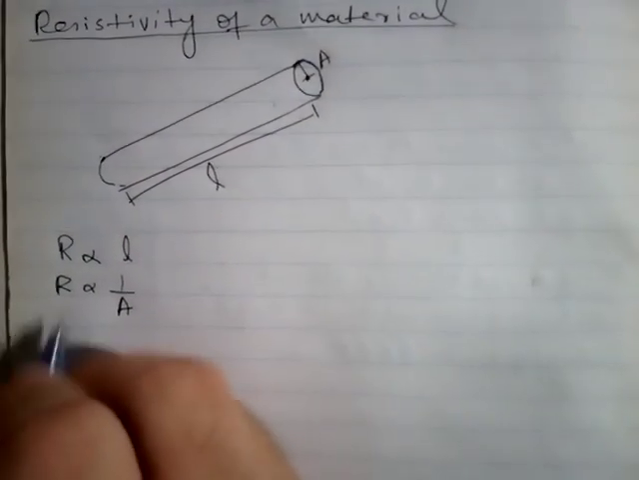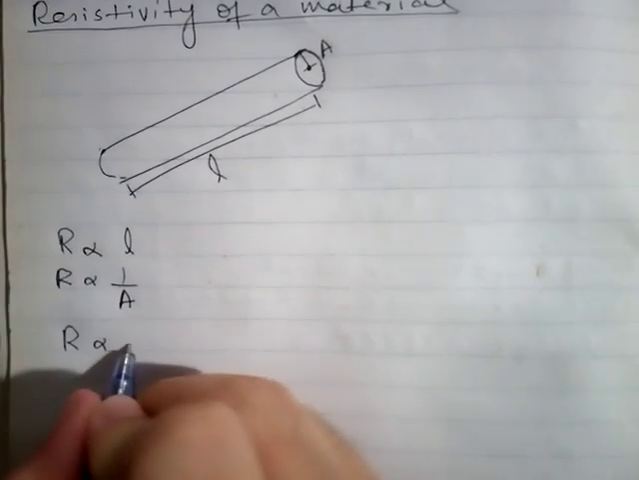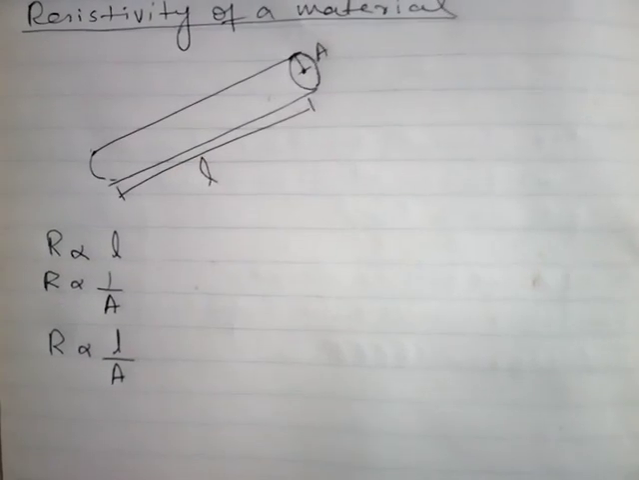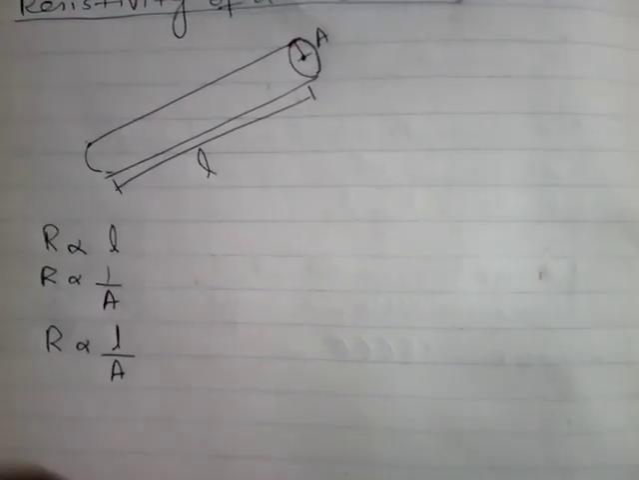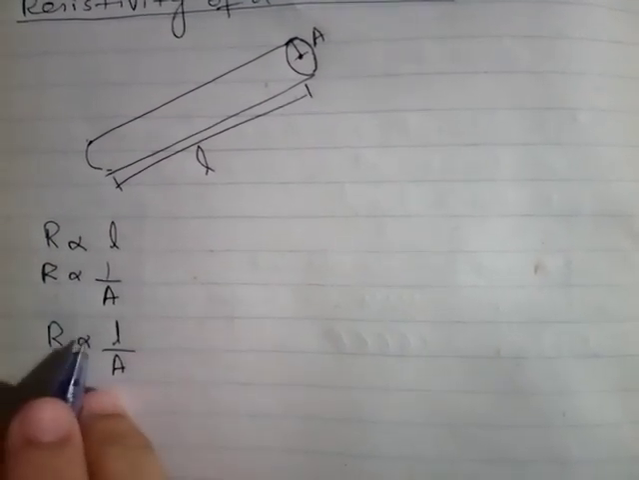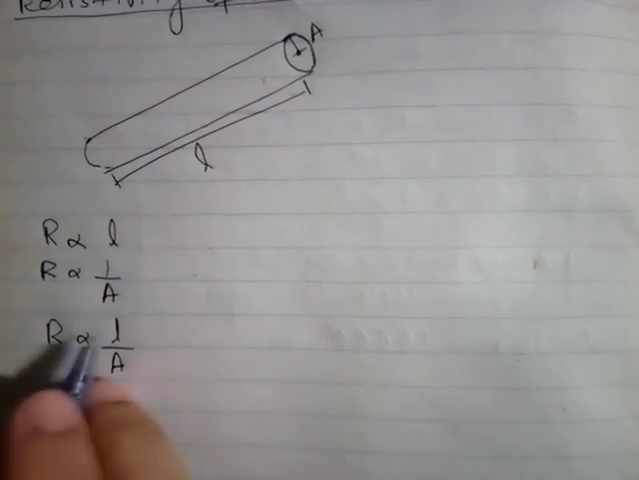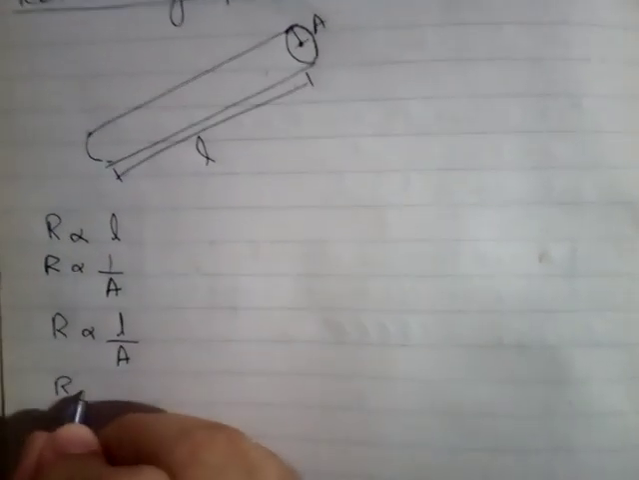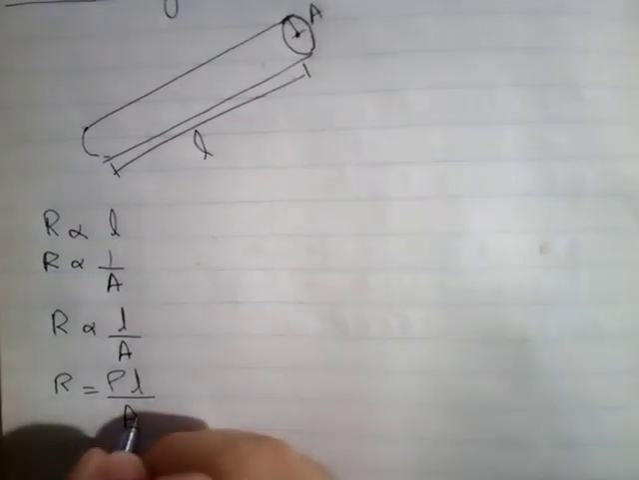Now by the rules of mathematics, I will combine both of these relationships. So R is directly proportional to L upon A. Why is length in the numerator? Because resistance is directly proportional to length. Why is area in the denominator? Because resistance is inversely proportional to area. You know the rule of mathematics: when the sign of proportionality is removed, the equal sign comes, and there is always a constant multiplied. So R is equal to rho L upon A.